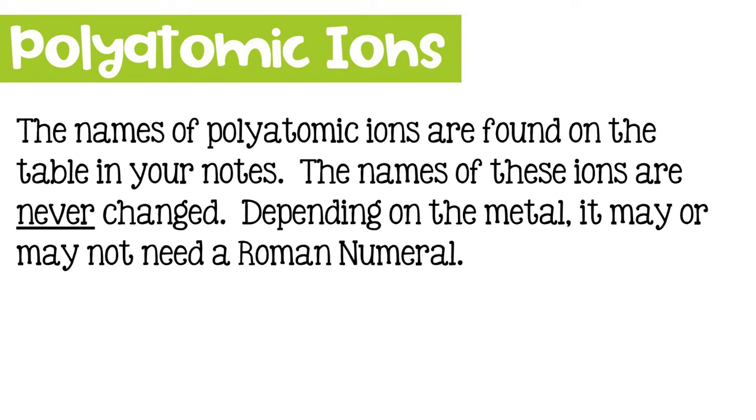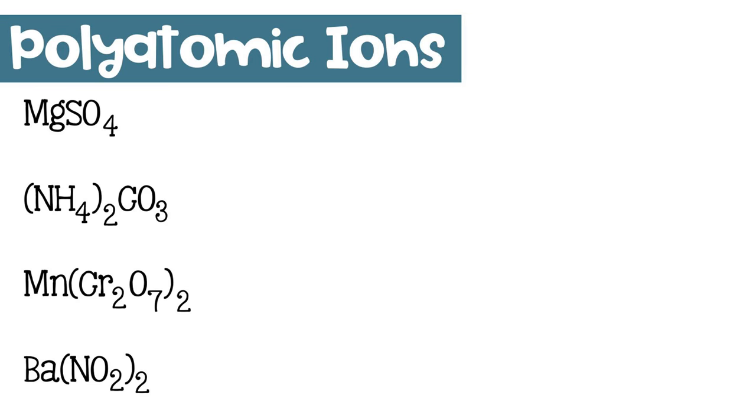Now that we've looked at a bunch of binary compounds, let's look at polyatomic compounds. The names of polyatomic ions are found on the table in your notes. The names of these ions never change. Depending on the metal, it may or may not need a Roman numeral. Now let's look at some examples.